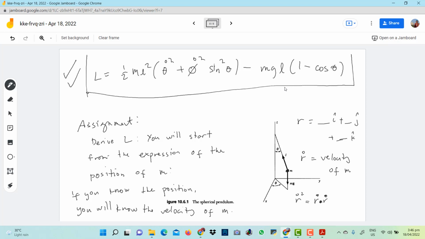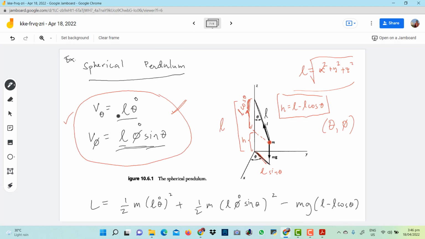And then take the derivative. If you take the derivative and get the dot product, you will get the r dot squared. And then the kinetic energy will be equal to 1/2 m r dot squared. I think the potential energy doesn't change. It's just mgl times 1 minus cosine of theta. Only the 1/2 m r dot squared needs to be computed, and then from that you get the Lagrangian equal to that one. So this will be your assignment: derive the L.